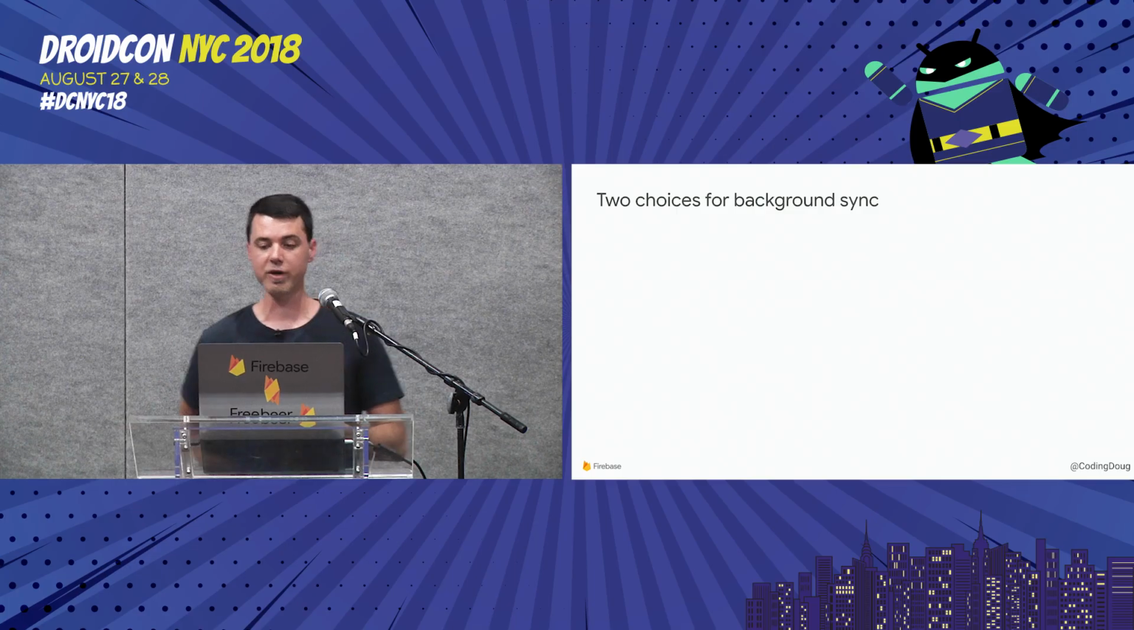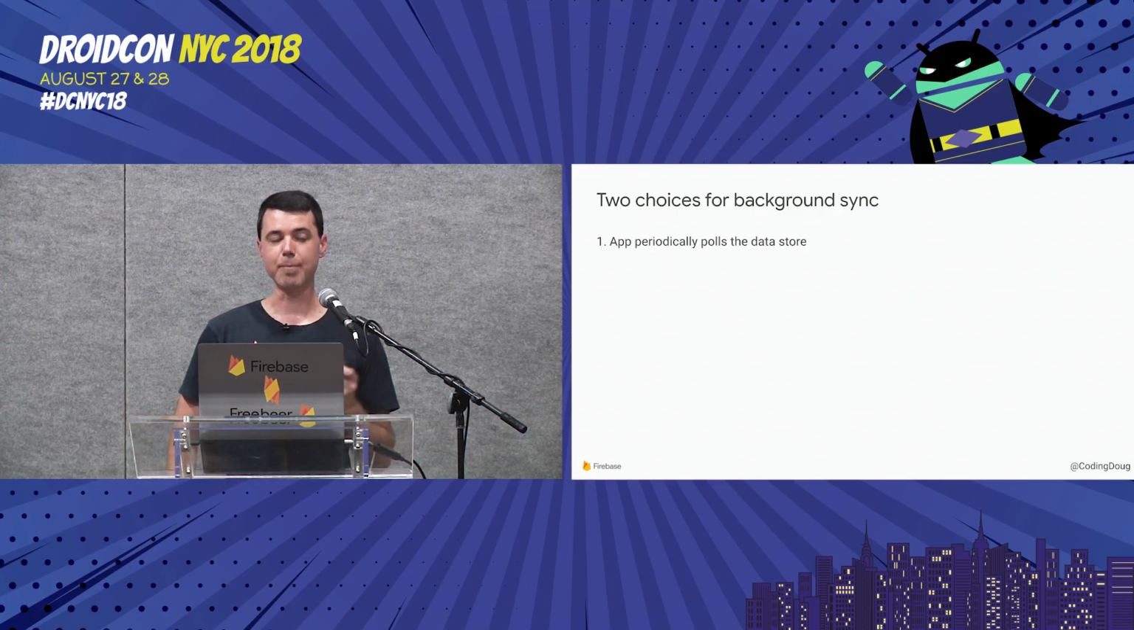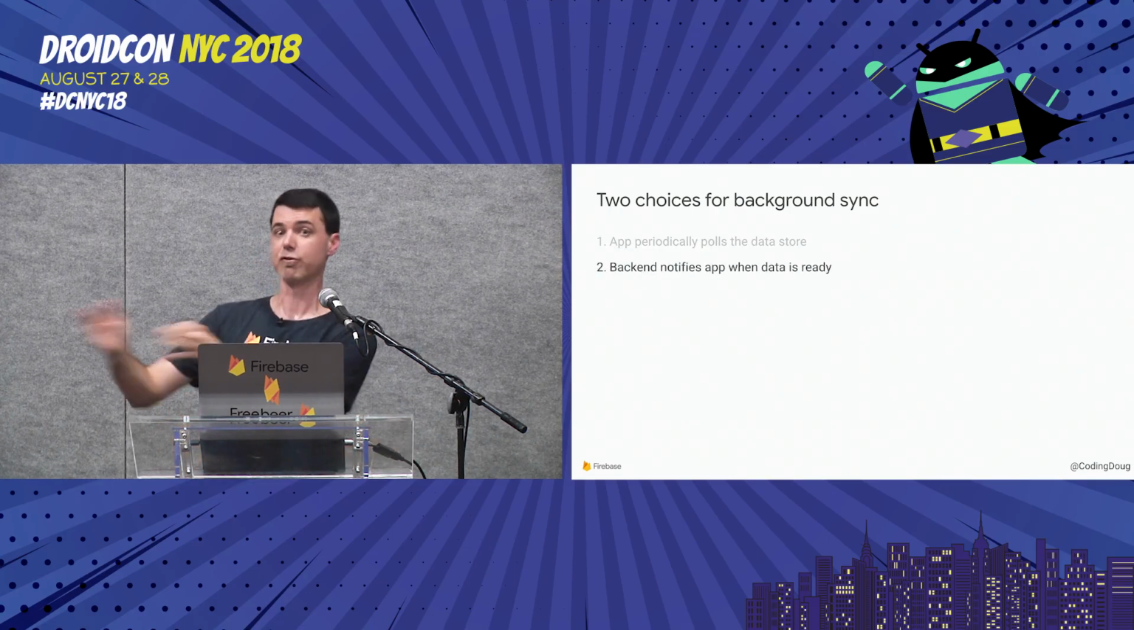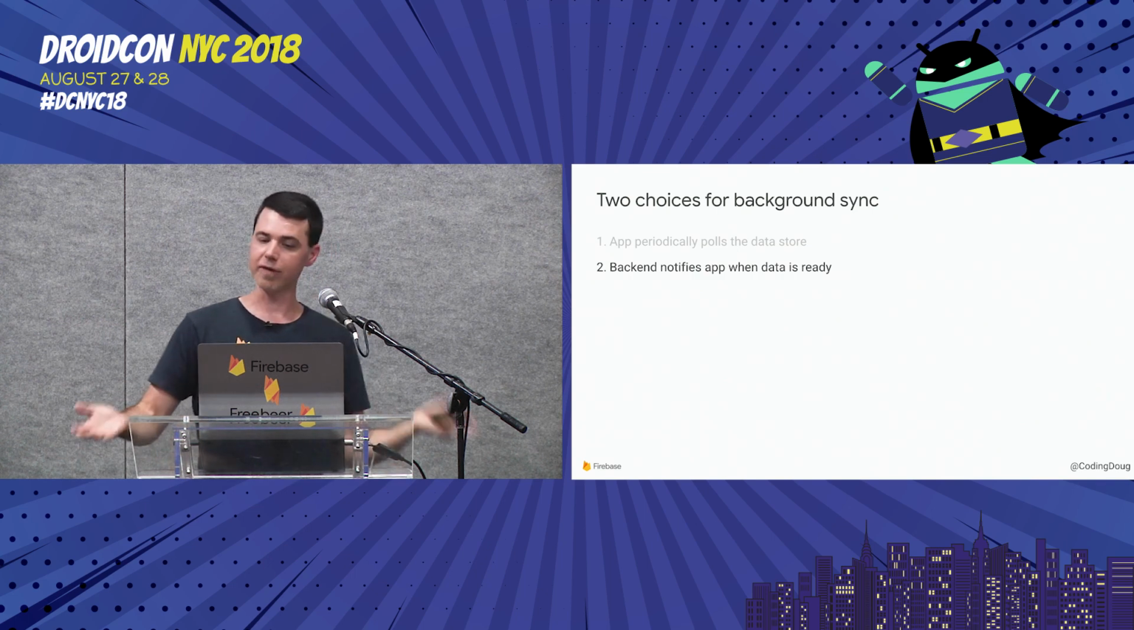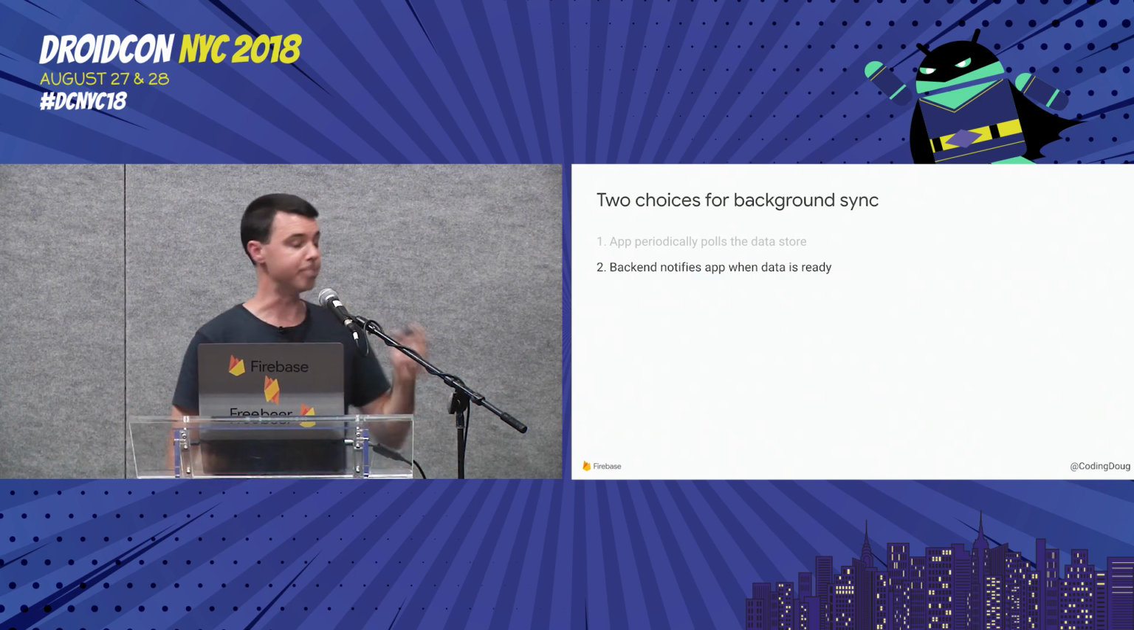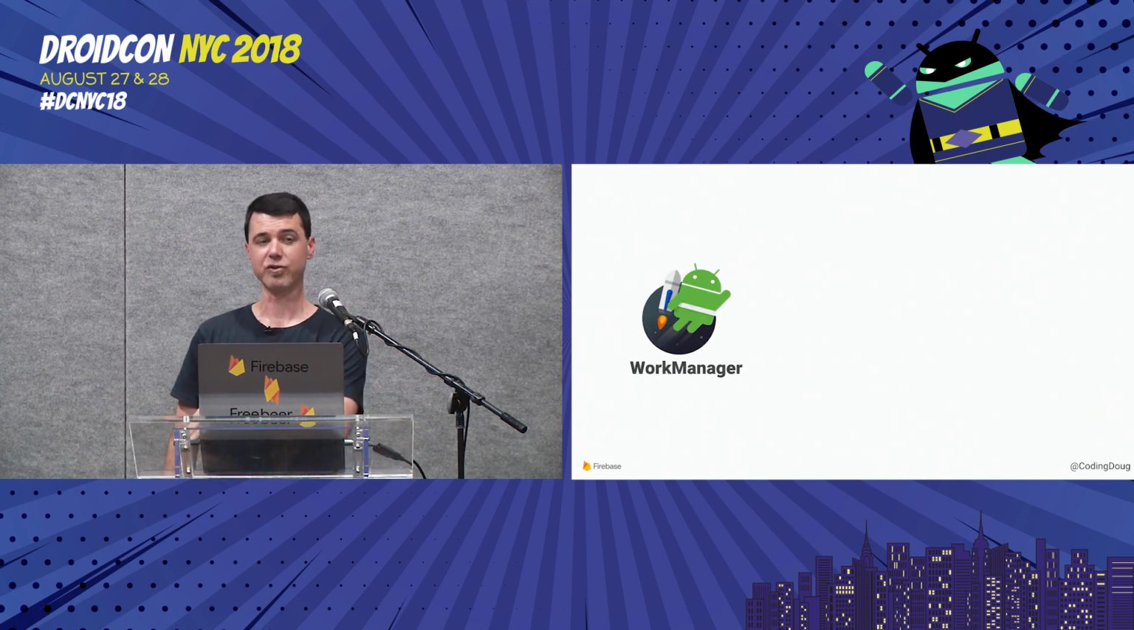You have two choices for background sync. Just in theory, the app could poll for updates. So periodically, the app could say, hey, server, give me updates to my stock data. Or you could have the server tell the app when there's an update. I'll go over both of them. But in both cases, Jetpack's WorkManager will help you out with this.